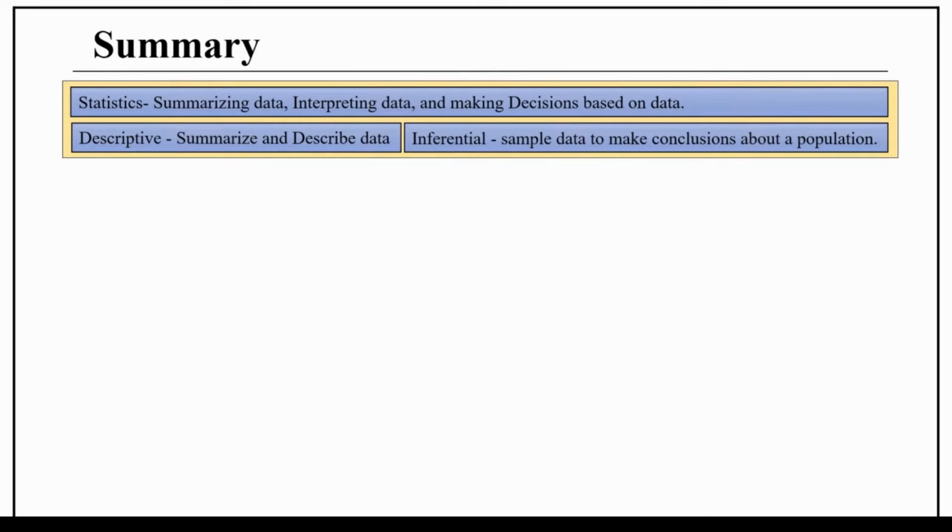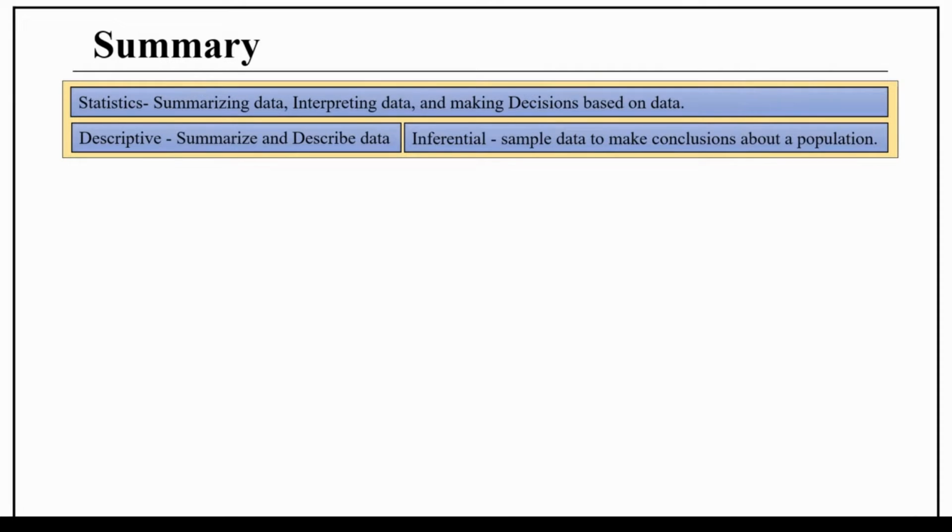Hello friends, welcome again. Now let's summarize what we have learned till now. The first topic which we have covered is statistics and its branches. As explained earlier, statistics is all about organizing, summarizing and interpreting the data, then making decisions based on that. It has two branches. The first one is descriptive statistics, which is all about organizing, summarizing data and then making sense of data. The second one is inferential statistics, in which we use sample data to make conclusions about the population.